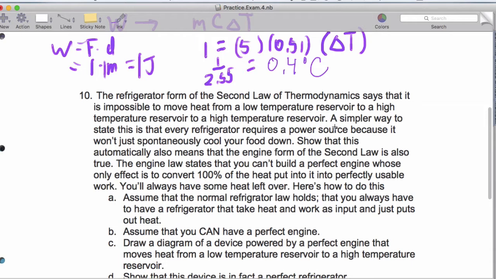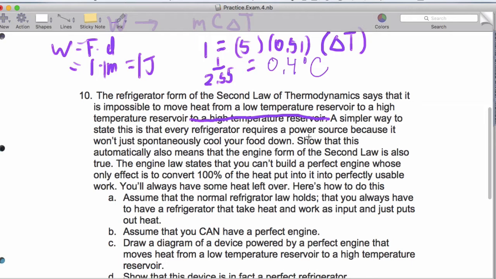So the refrigerator form of the second law of thermodynamics says that it is impossible to move heat from a low temperature reservoir to a high temperature reservoir. When all else fails, learn how to write your test, just that repeating stuff. Meow. Okay. See, I can turn my sass on myself. Okay. A simple way to state this is that every refrigerator requires a power source because it won't spontaneously cool your food down. Okay, cool.